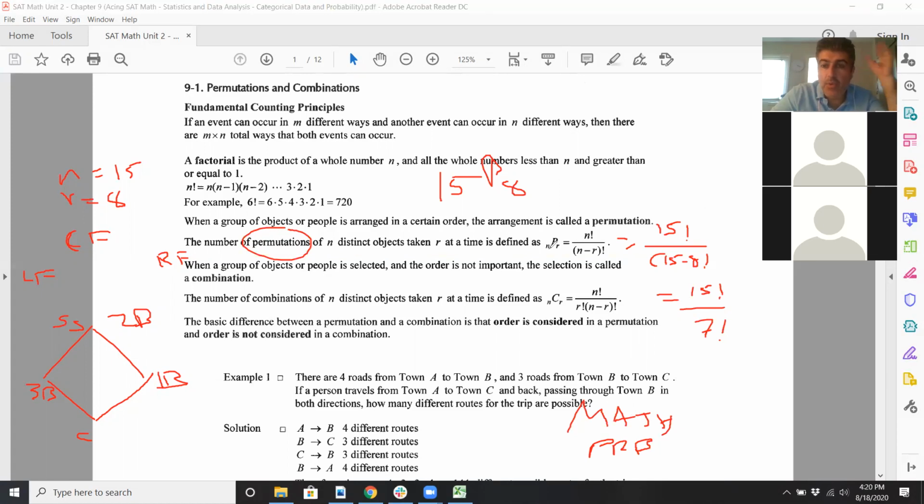And again, N is the total number of items to choose from. R is the number of items you're actually going to select from that group. So if I have 15 ball players to choose from, I want to pick 8 of them. But then of those 8, there's different orders or arrangements that matter. Now, if the order is not important, they would do something called a combination.